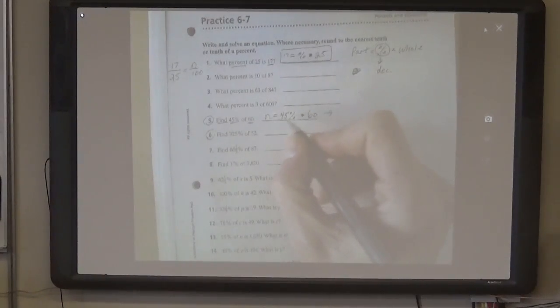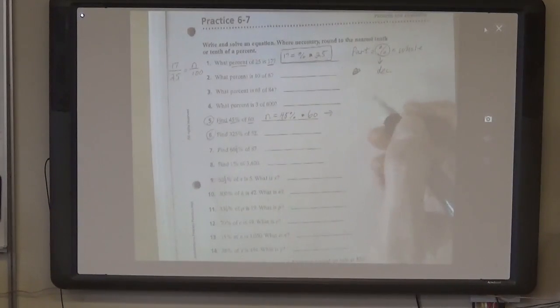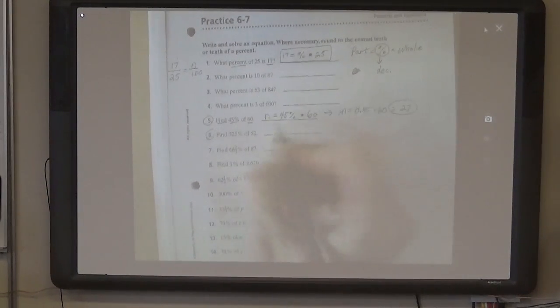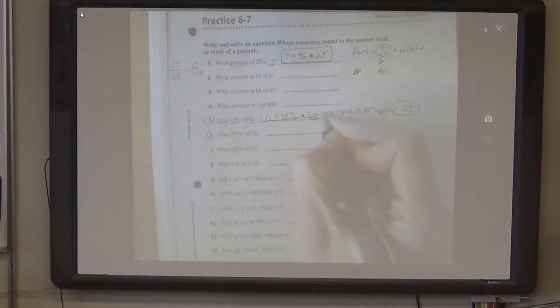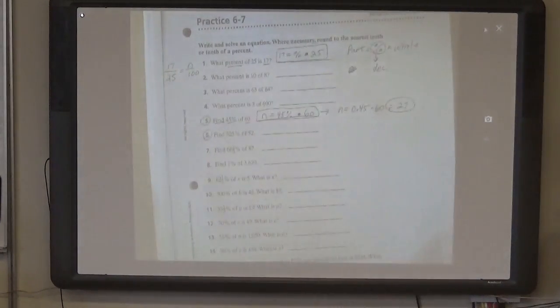Then change the percent to a decimal. What is 45% as a decimal? Brett? 0.45 times 60. 27. 27? Yeah. Is that correct? 27.